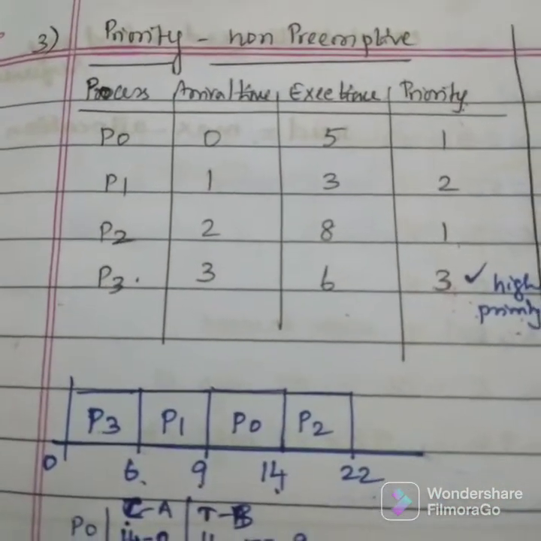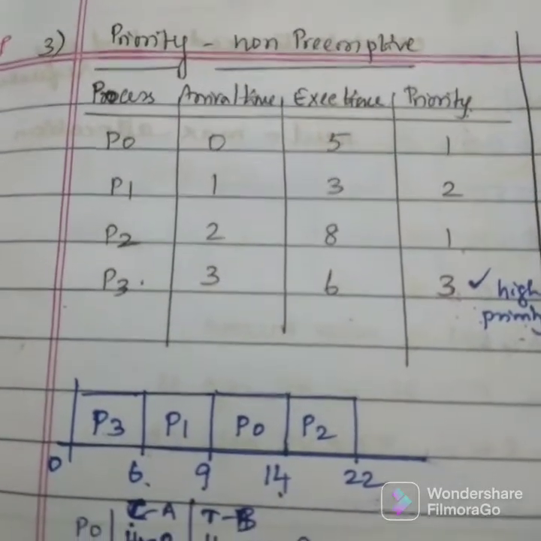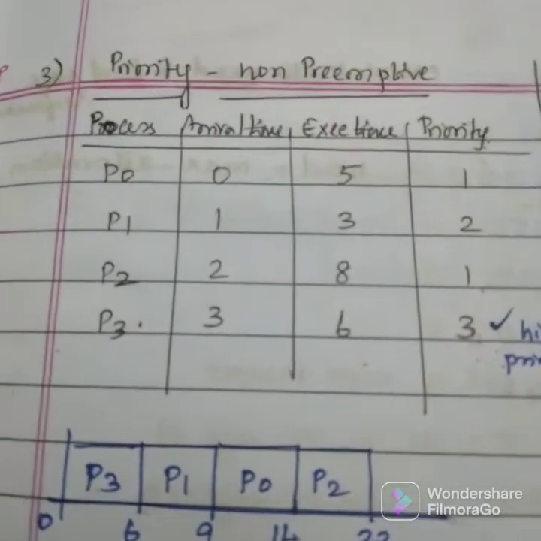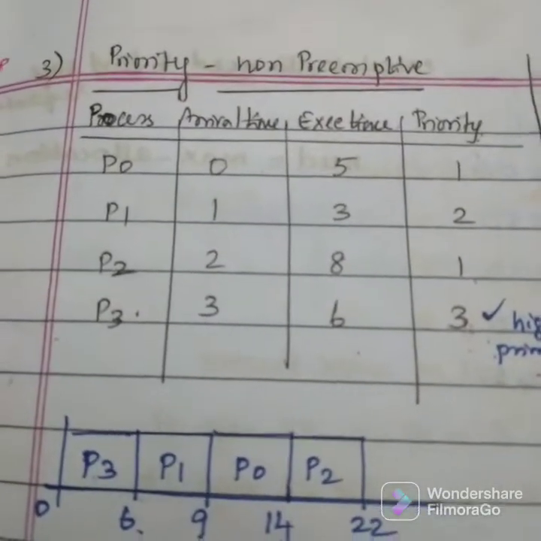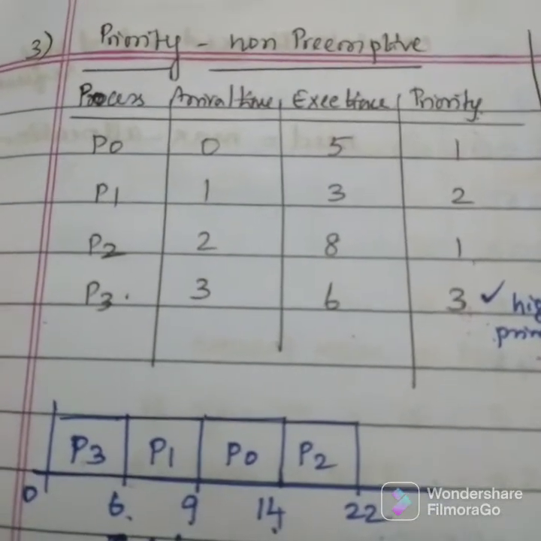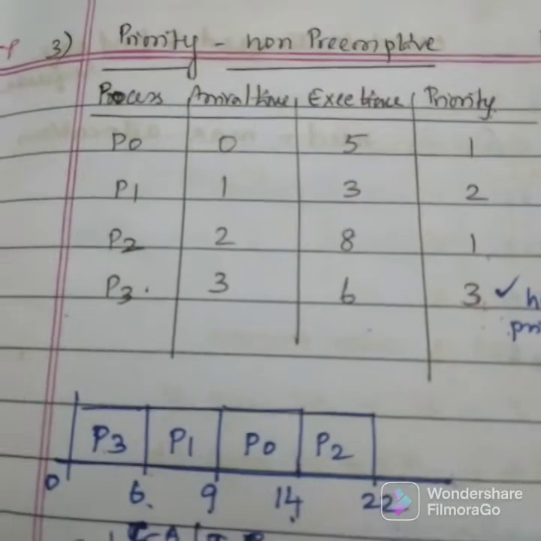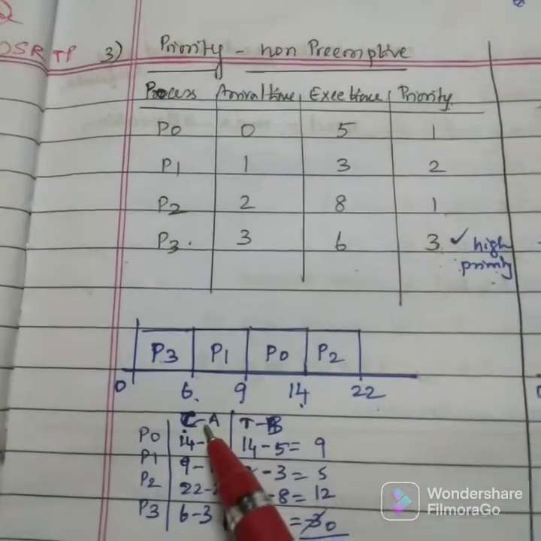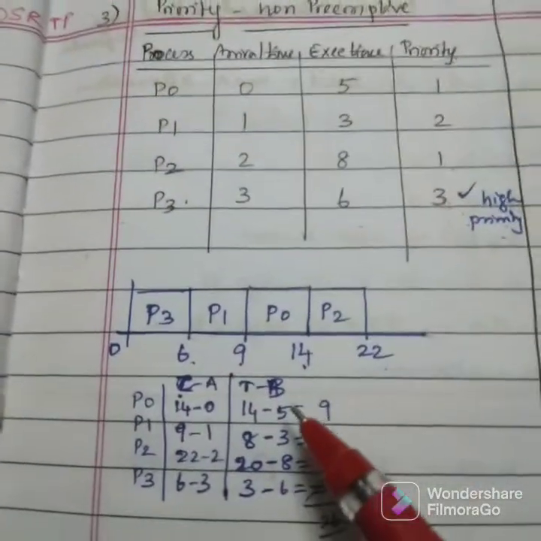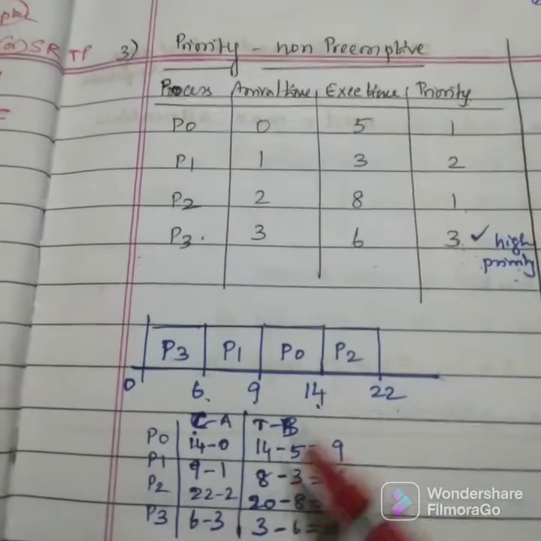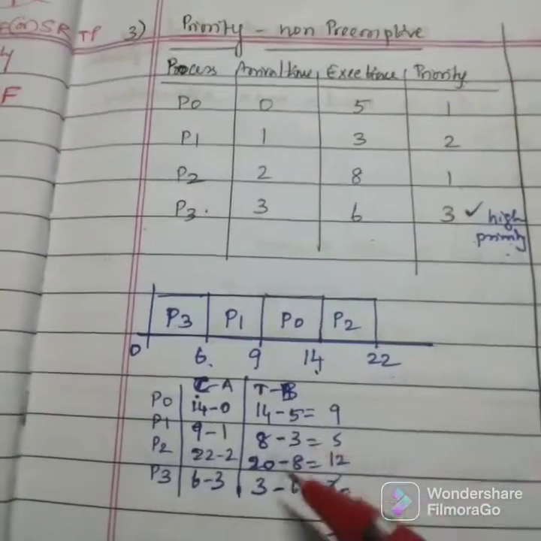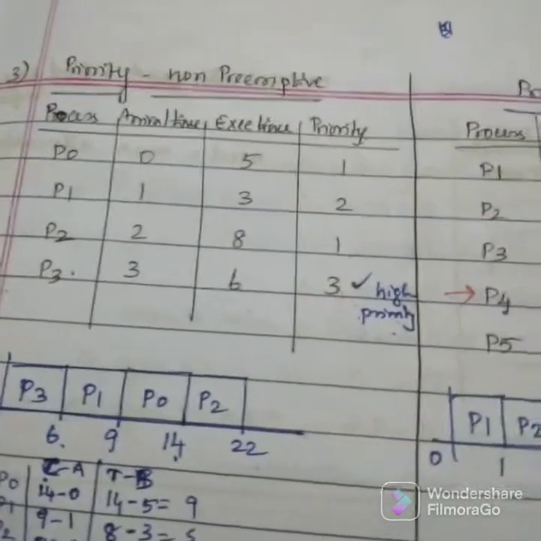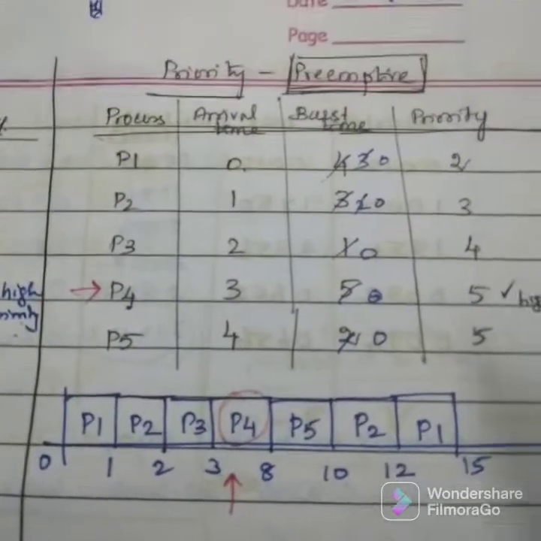Then we need to find the turnaround time and waiting time. If you see my previous lectures, you will know how to calculate the turnaround time and the average waiting time. The turnaround time is calculated using the formula C minus A, that is completion time minus arrival time, and waiting time is calculated as turnaround time minus burst time, that is execution time. Depending upon this formula, we can find the average waiting time. Now let's see the preemptive type of priority scheduling.